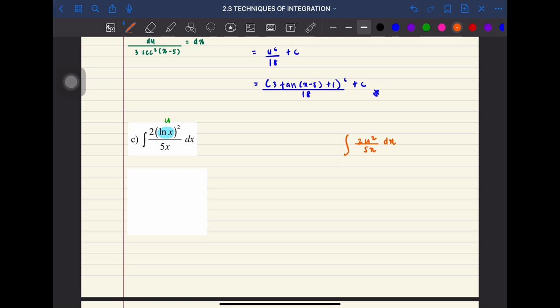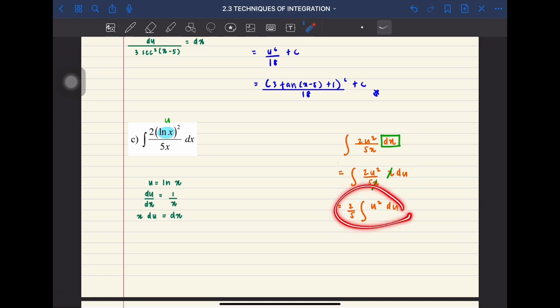So the next step is we're going to differentiate. We have u equals ln x, differentiating. I need to substitute dx to change everything into u. So our dx is equal to x du. So we have 2u squared over 5x, and dx becomes x du. Again, we can cancel out x over here and then bring out the constant, which is 2 over 5. So what's left inside is u squared du.